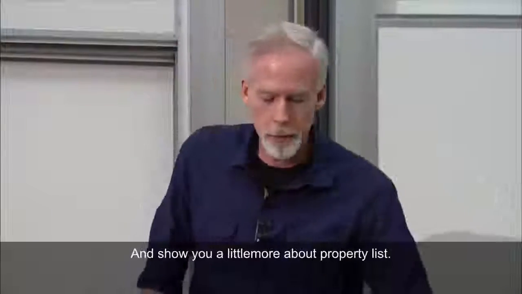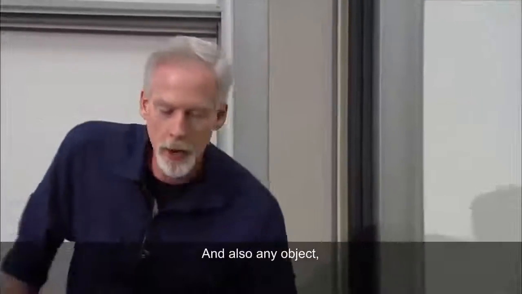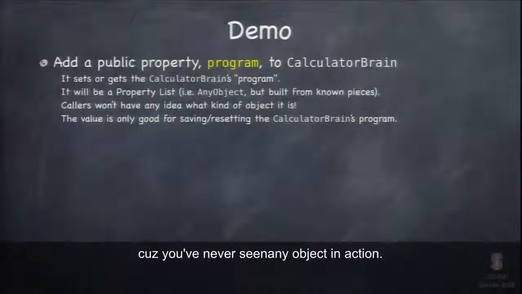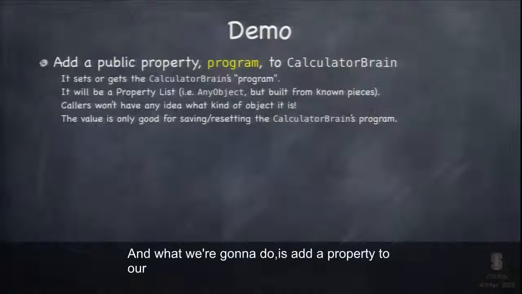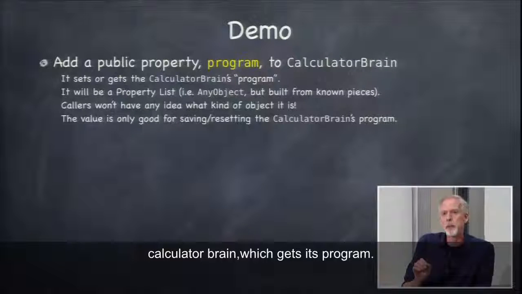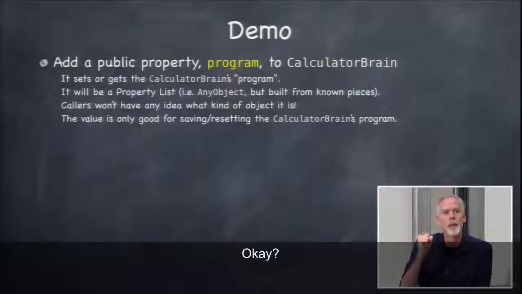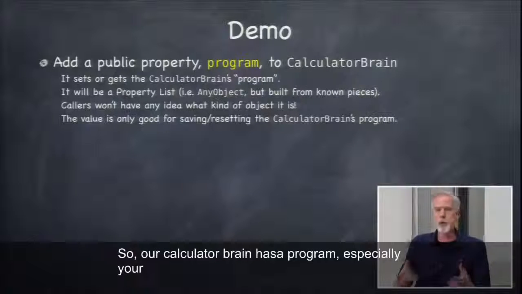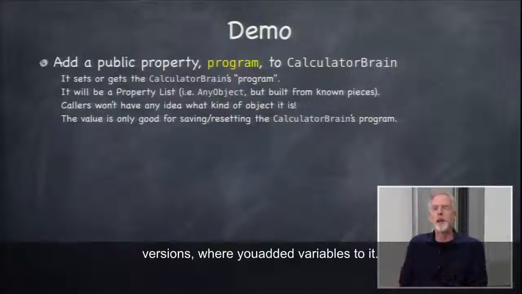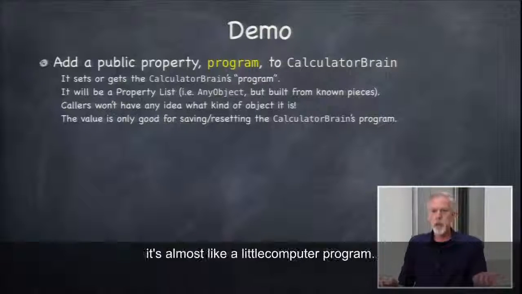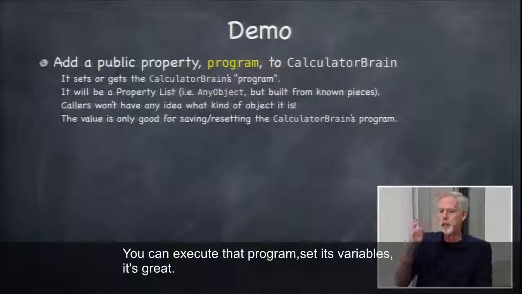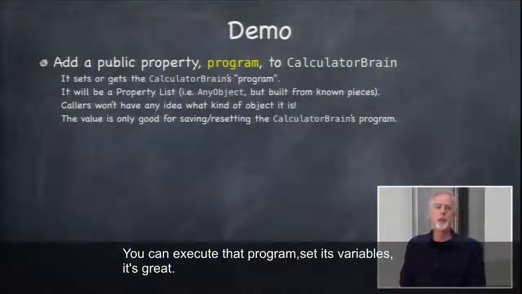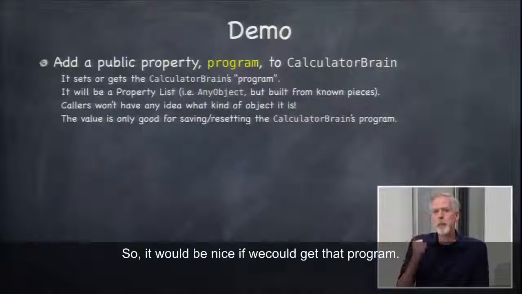All right, so I'm going to do a little demo here, show you a little more about property lists and also AnyObject, because you've never seen AnyObject in action. And what we're going to do is we're going to add a property to our calculator brain, which gets its program. Okay? So our calculator brain has a program, especially your versions where you added variables to it. It's got this kind of program. It's almost like a little computer program, and you can execute that program, set its variables. It's great. So it'd be nice if we could get that program.